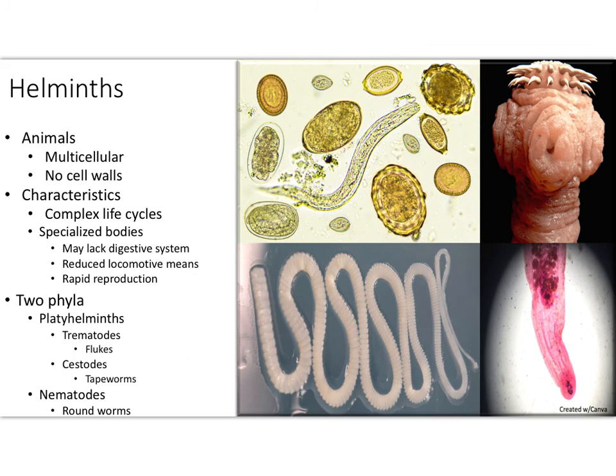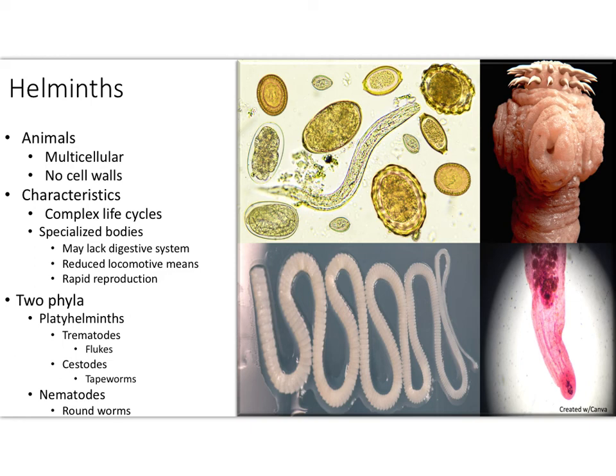Our final group of eukaryotic microbes are the helminths, which are the infectious worms. Helminths are animals. While protozoa are similar to animals, they're not technically animals, but helminths do fall into the kingdom of Animalia, so they are animals. They are always multicellular. They do not have cell walls, and they are another fairly diverse group of organisms.